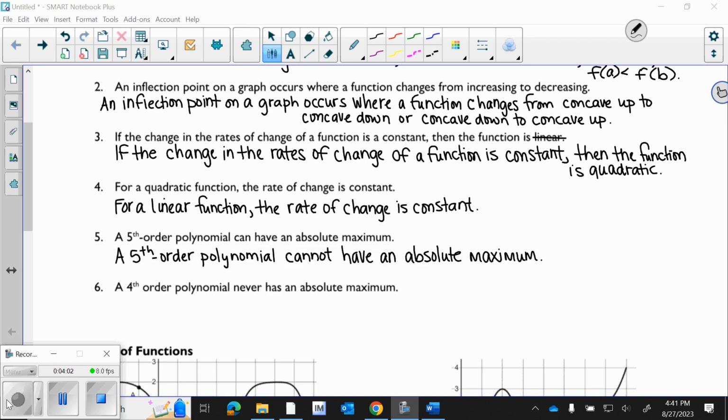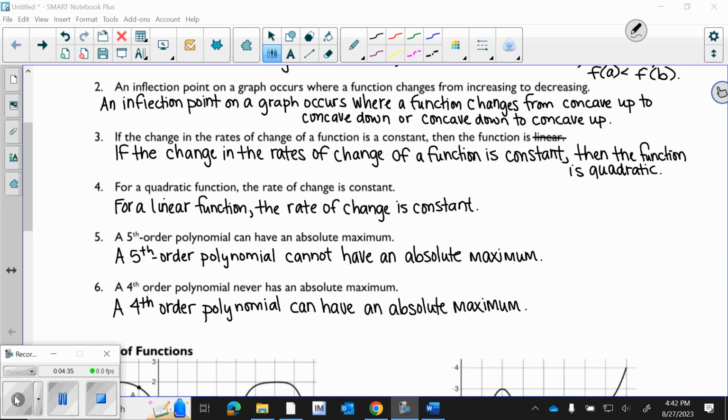Now on this last one, a fourth-order polynomial never has an absolute maximum. That is not true. Even polynomials have the same end behavior, meaning that they will definitely have either an absolute maximum or an absolute minimum. So instead of the word never, we could just simply say a fourth-order polynomial can have an absolute maximum. Now I do want to point out, I used the word can because that implies possibilities. It's not that it always has an absolute maximum, but it's possible that it does.